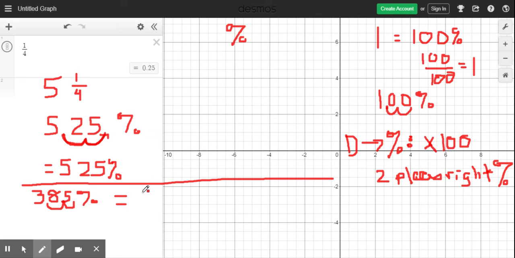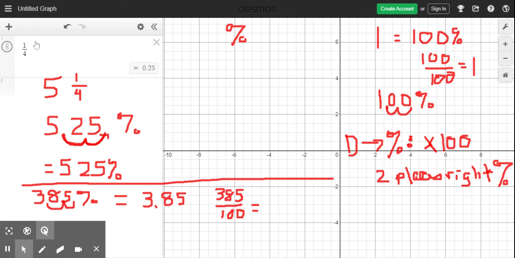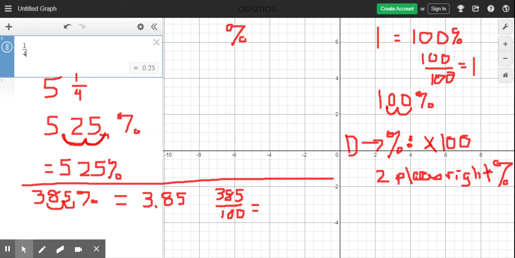So 385% is the same as 3.85. Now this problem said write it as a fraction or a mixed number. So we can't just give the decimal. So on this one, we could write it as 385 out of 100 or per 100. And then we can simplify this. So we can divide both 385 and 100 by 5.